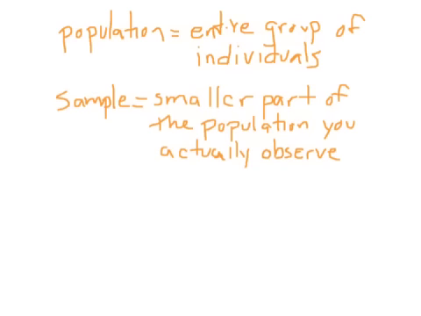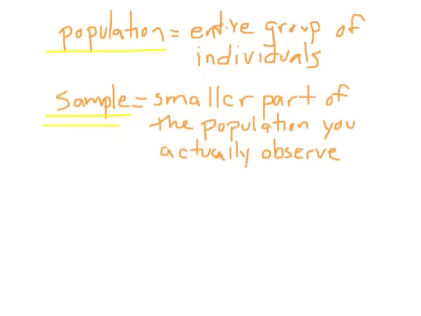The next vocabulary words we have to know are the difference between a population and a sample. And we've looked at this a little bit in class already. A population is the entire group of individuals you're looking at. So all trees, all students. Whereas a sample is a smaller part of the population that you actually observe. The best example of this would be if you want to do some study on teenagers, your population is all teenagers. Well, there's a lot of teenagers, so probably what you would do is pick 100 teenagers and just collect data on those.